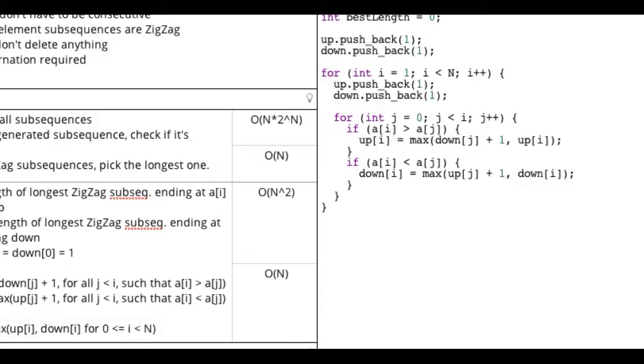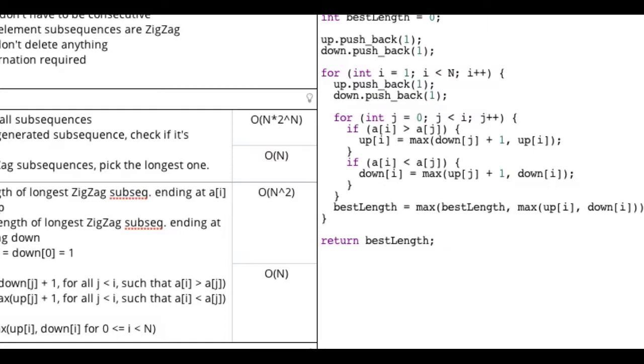Right. And then all we need to do is update best length to be the maximum of best length, the best thing we found till that point, and then the maximum of up I and down I. And then we need to return that best length.